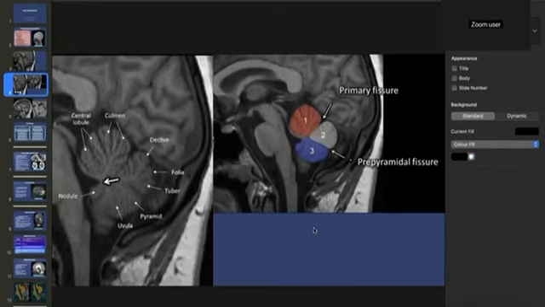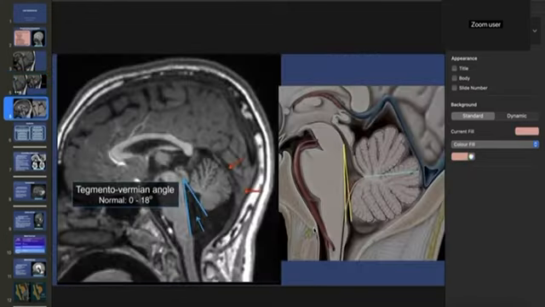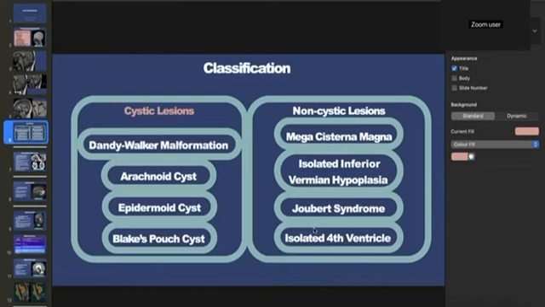This is a normal cerebellar anatomy showing the lobules of the cerebellum with the primary and pre-pyramidal fissures. This is the tegmentovermian angle. Normal angle is between 0 to 18 degrees.